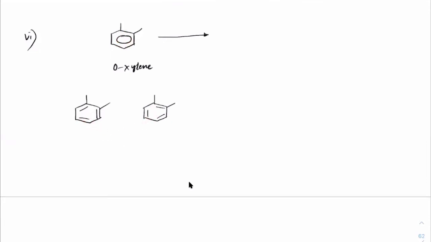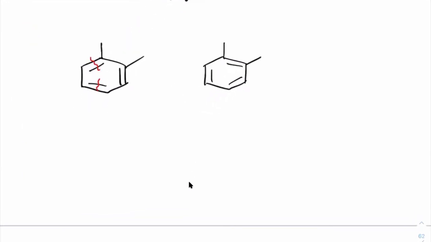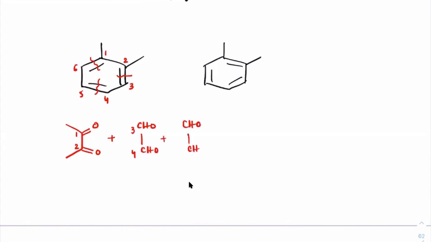So both the canonical forms will break. When both break, see what products you get. First canonical breaking: break here, here, and here. With numbering, I'm writing every one. Check carefully: 1, 2, 3, 4, 5, 6. The first product forming is 1 and 2 here with double bond O and double bond O. The second product is CHO and CHO, which is the third and fourth carbon. The third product is also CHO and CHO, which is the fifth and sixth carbon. I guess all of you understood that.